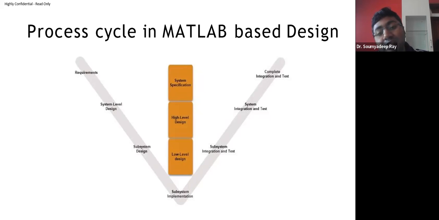So basically there is a system specification, high level design would be there, and then only the low level design. Low level means subsystem design would be there. From the subsystem implementation, you have to go through the testing and complete your testing. So first point would be your requirement. Second point would be your development. Third point would be your integration and testing. So these are the basic steps.